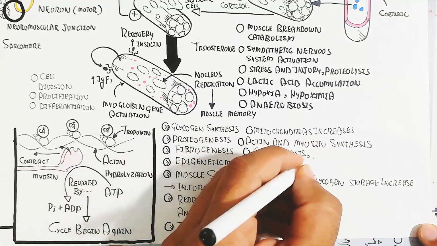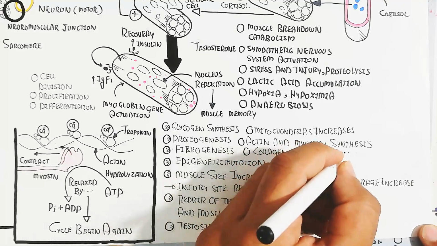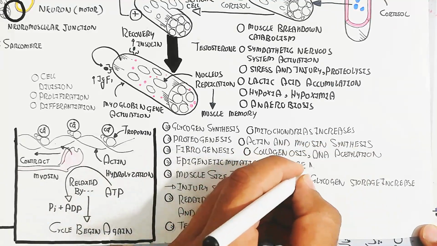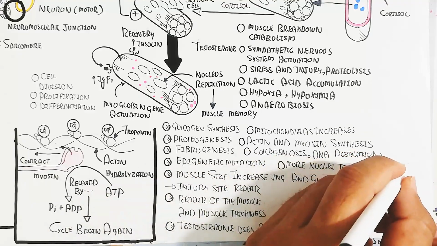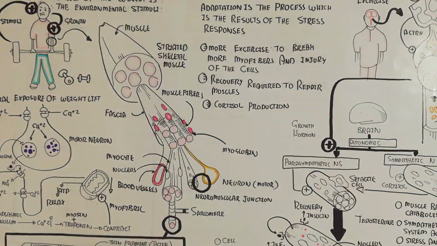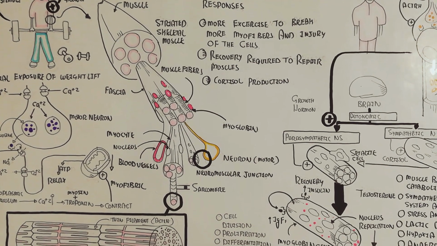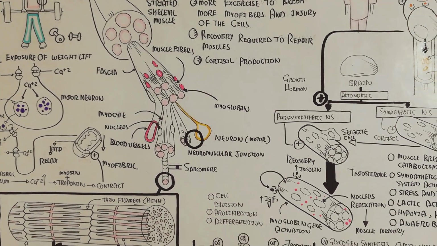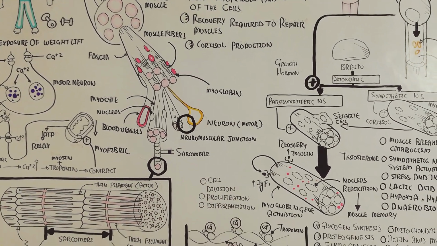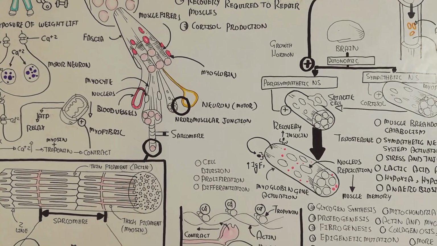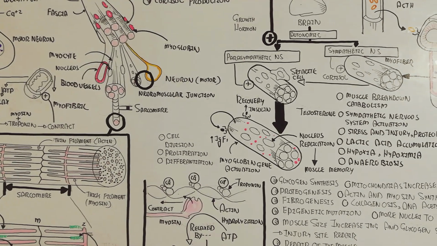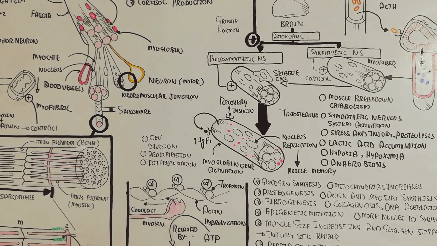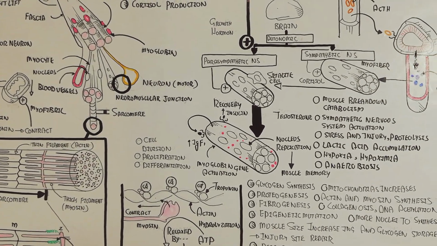The mitochondria increase due to the stress response and anaerobiosis, and in this way actin and myosin synthesis occurs, as well as collagenosis and DNA acetylation, which increase gene activation for the production of proteins that are important for muscle growth. In this way the muscle will become bigger compared to before because of the stress. So remember, the stress is very important.